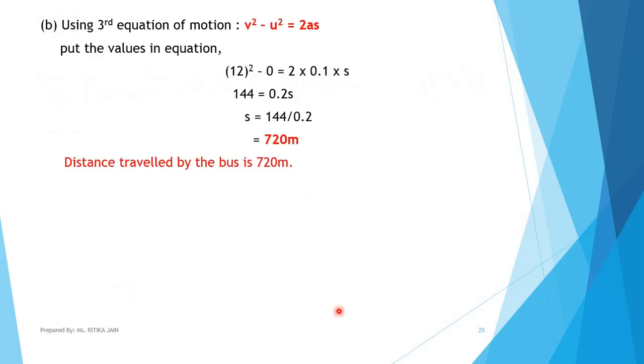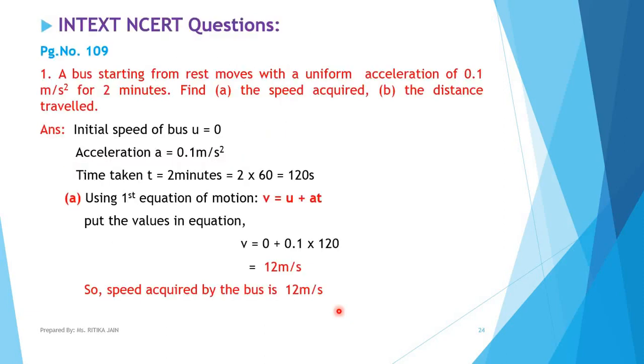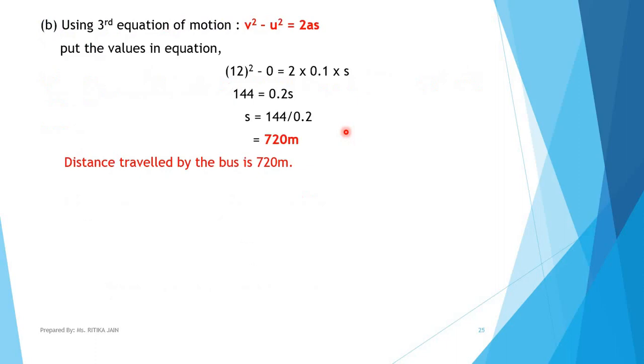Now for the second part, you have to calculate the distance travelled by the bus. So distance travelled by the bus, using the third equation of motion, v square minus u square equals 2as. Okay, all the values are with you. Put the values here. Okay, and you will get 720 meter.